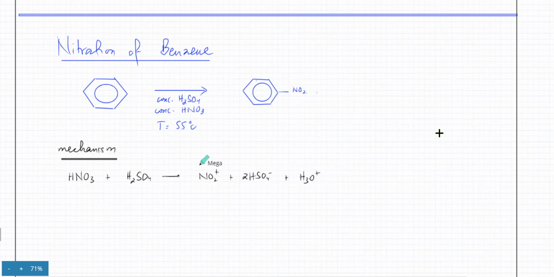ठीक है, these three things are produced, two molecules of H2SO4. इसको check भी कर लो, it's a balanced equation. There are 5 hydrogens on the left side, there are 5 hydrogens on the right side. ठीक है, this is a perfectly balanced equation. अच्छा, so the first thing is कि your concentrated nitric acid, you must remember this equation because it's part of the mechanism.